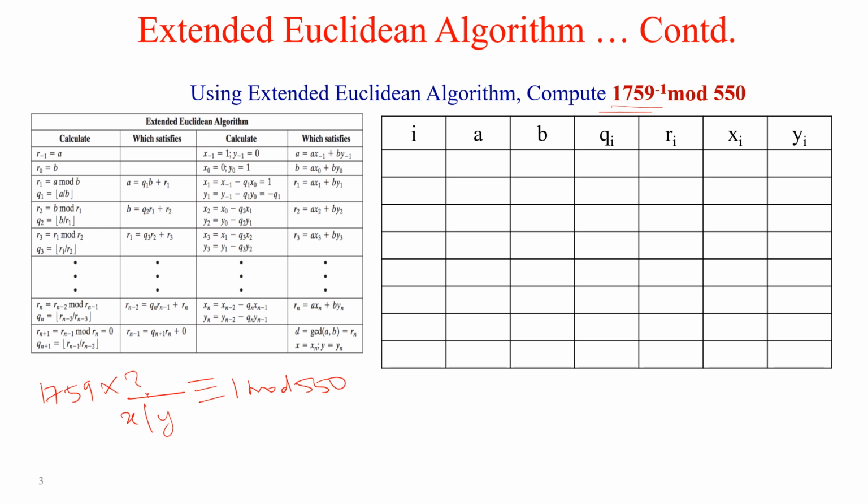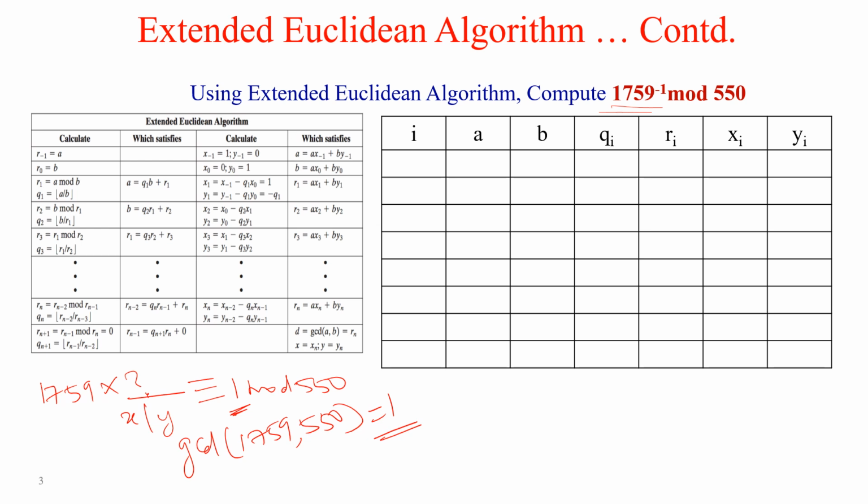Prior to that, it is the extended Euclidean algorithm. Before that, first you have to use the Euclidean algorithm. Then only we are using this extended Euclidean algorithm. Here one more condition you have to see. Here you are considering 1, right? So the GCD of these two numbers must be 1. Always the GCD of these two numbers must be 1. If it is 1, then only the inverse exists. Otherwise, the inverse does not exist.